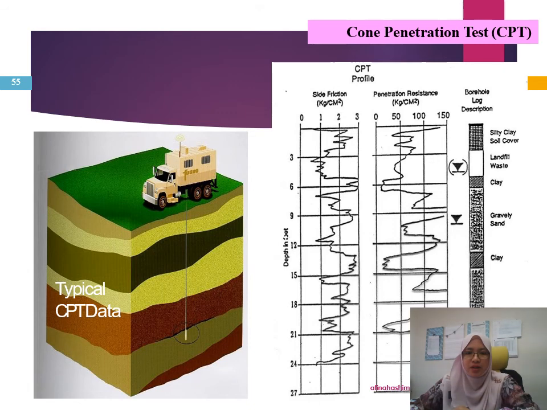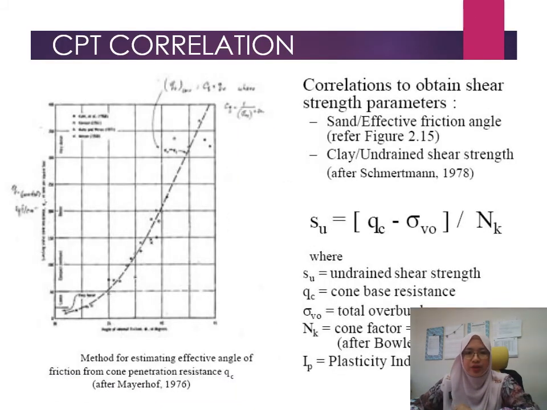From this data we can correlate to the type of soil. If the friction or resistance is higher, the soil type must be denser, right? So this is the CPT correlation. We can correlate the data of the CPT to obtain the shear strength parameters. This calculation is required to determine the undrained shear strength parameters.